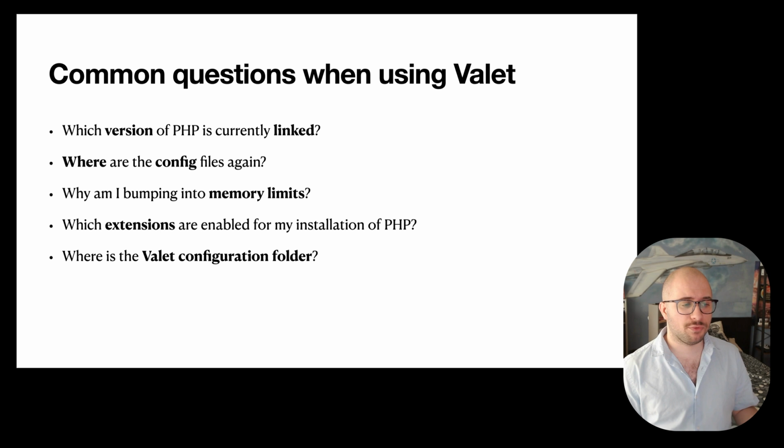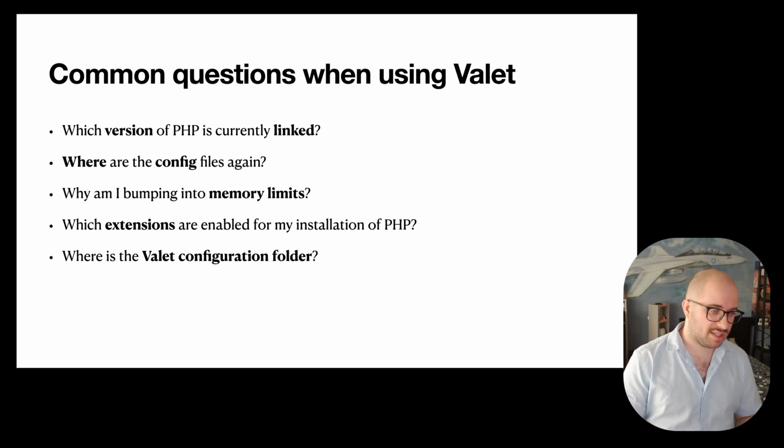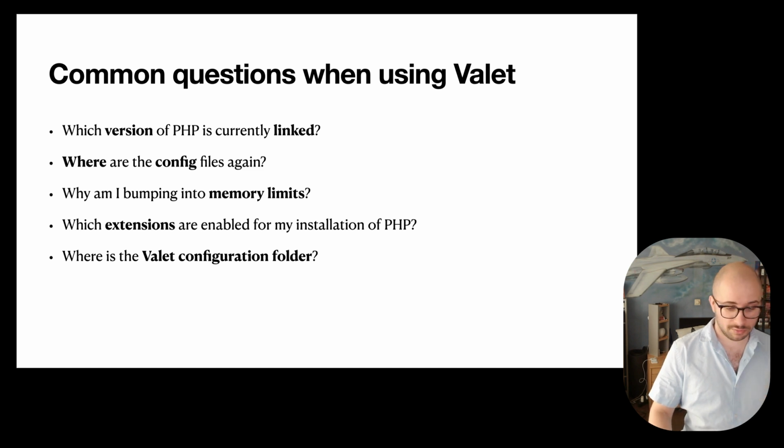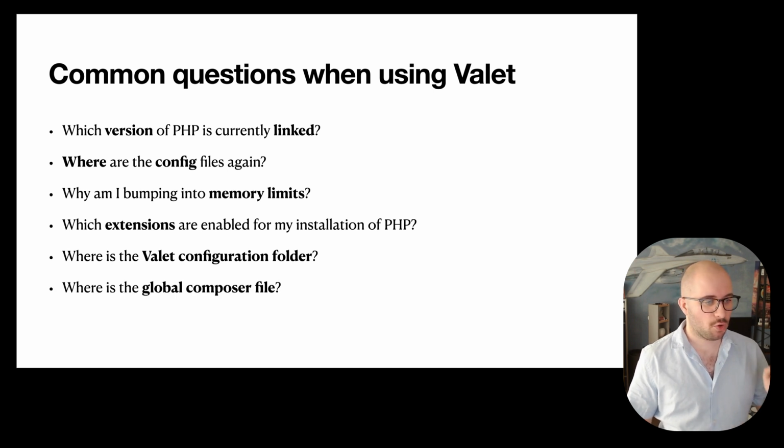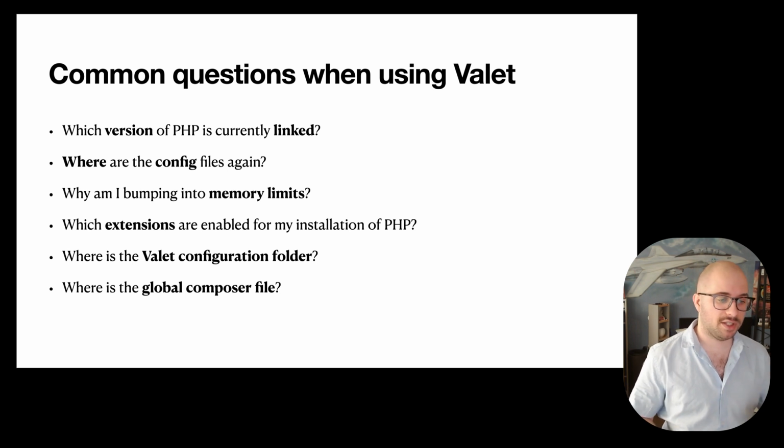Where's my configuration folder for Valet? Sometimes I tend to edit the Nginx configuration files myself to change some stuff basically, and I need to find the configuration folder in order to be able to do that. Or this one, where's the global composer file? Now you know where it is, if you've done it enough.